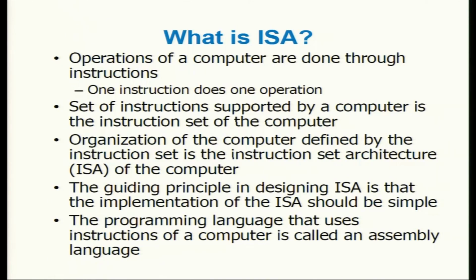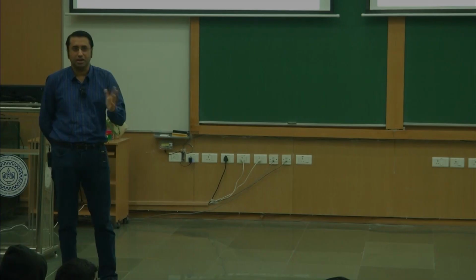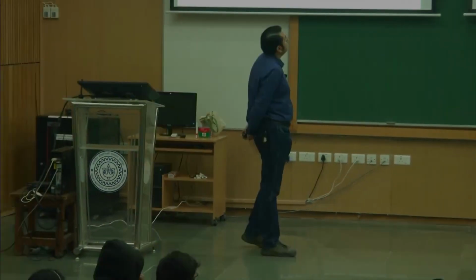The guiding principle in designing an ISA is that implementation of the ISA should be simple, because that typically dictates how complex your processor is going to be, how complex your compiler is going to be, and so on. The programming language that uses instructions of a computer is called an assembly language. It's a slightly different kind of language which deals with instructions directly as opposed to high-level language constructs.